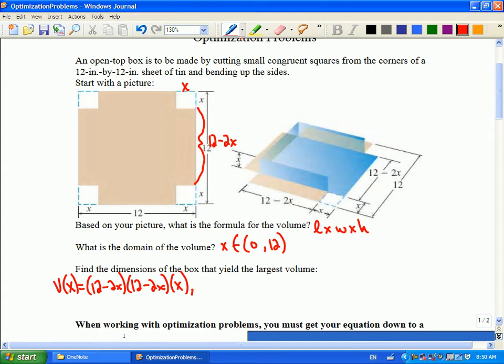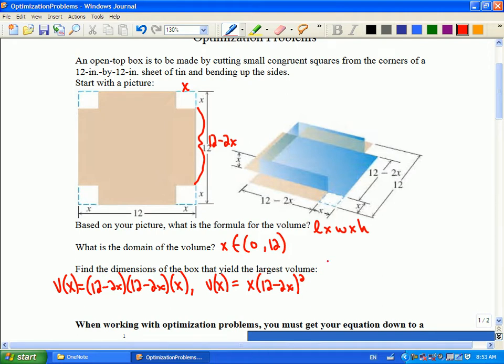And I probably will want to go, it might be more convenient to do something like x times 12 minus 2x all squared. But at this point, now that we've gone this far together, I want you to find out the answer. What's the biggest volume you can make out of that piece of paper if that's how you build it? Right? So see if you can maximize it and find the answer to this.